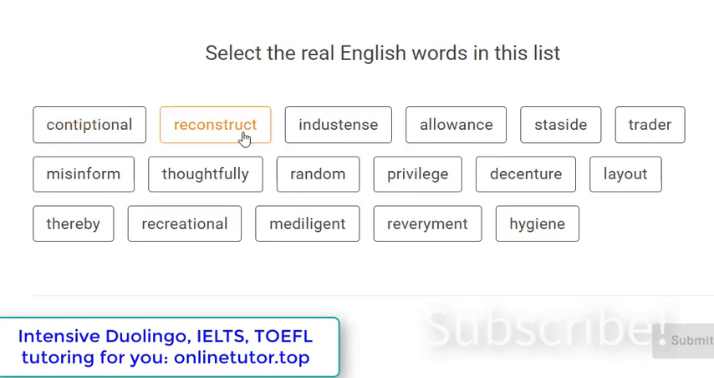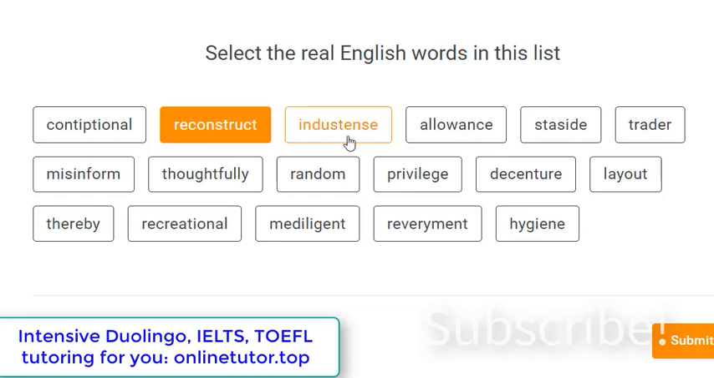I will try to sound them, to read them even if they don't exist, because otherwise how can we sound them? Contiptional. And you try to guess whether it exists or not, yes? I think no. Reconstruct. Yes. To reconstruct, like to construct something again. Or after some collapse, you construct something over and over again. Contense, I think no.